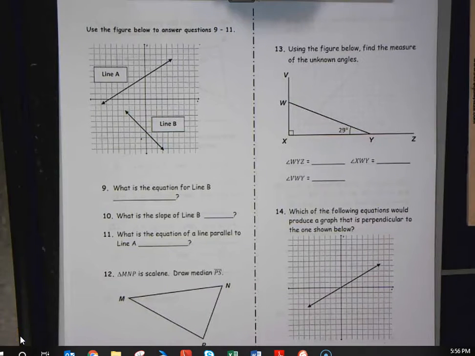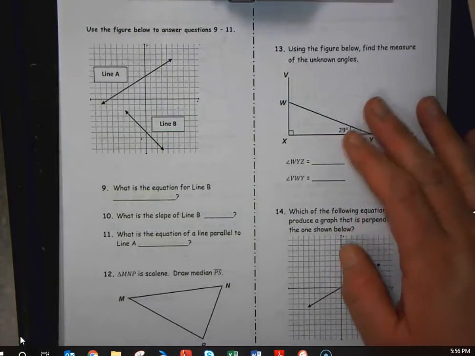All right, we use the figure below to answer questions 9 through 11. Question number 9 says, what is the equation for line B? Well, first we're going to need to find the slope and the y-intercept. So let's go ahead and do that. Now look at number 10. It says, what is the slope of line B? So let's first find the slope of line B. It makes so much sense to do that. So let's look at it.